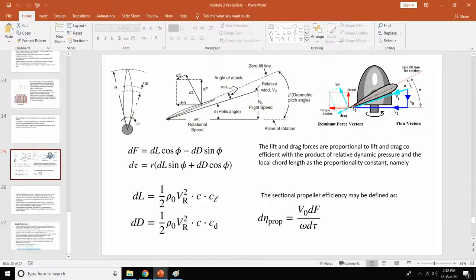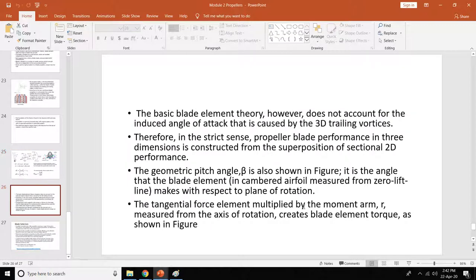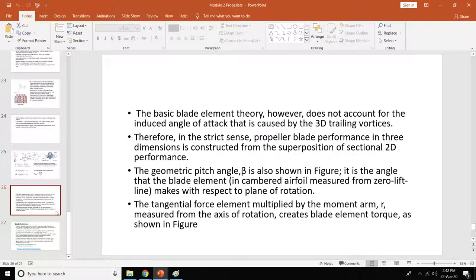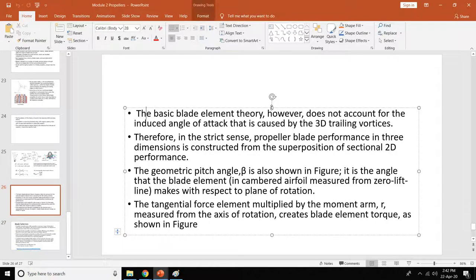So like I said, if this is your torque, this tangential force, once again, this tangential force multiplied by the radius. So d tau is equal to tangential force into radius. So torque is equal to tangential force into radius. So that force, if you want to measure the tangential force, is given by d tau by r. Okay, so that I could say is the summary of this.